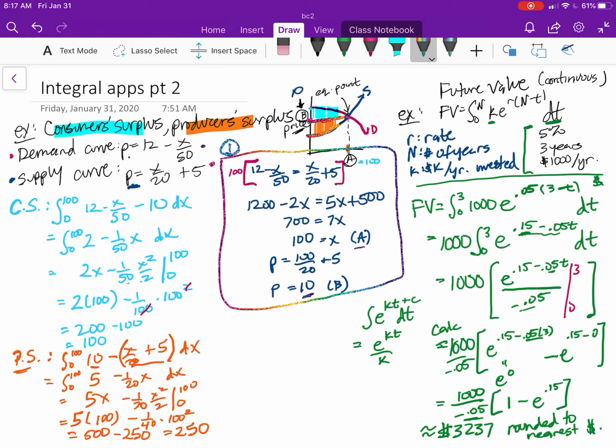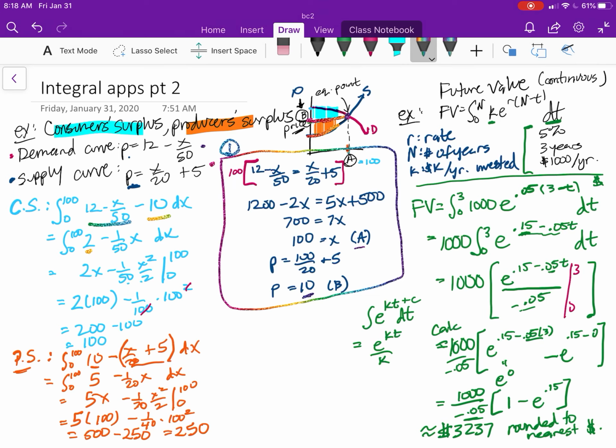Now, consumer surplus, like we said, we're taking that top curve, the demand curve, and subtracting that price we just got of 10. So we took this top curve and subtracted the 10. From here, pretty easy. Integral of 12 minus 10 is 2, and then I changed it to 1 over 50 x. Did the integral, substituted 0 and 100. Again, 0 we didn't need, and we get 100. So 100 is the consumer surplus.